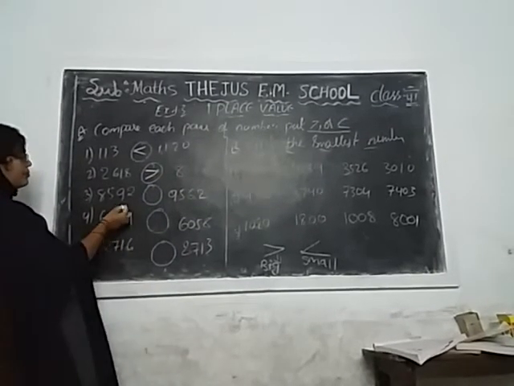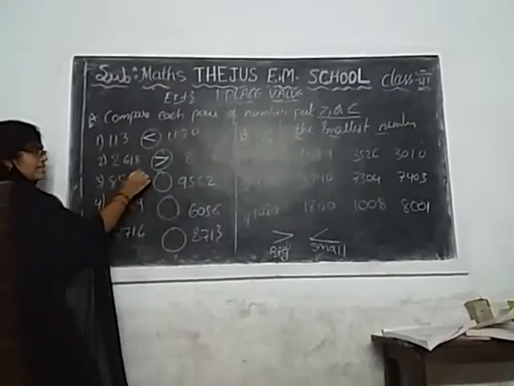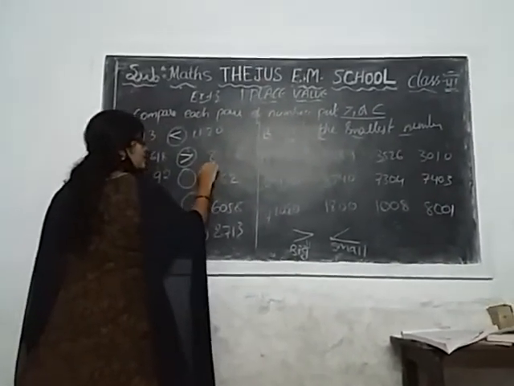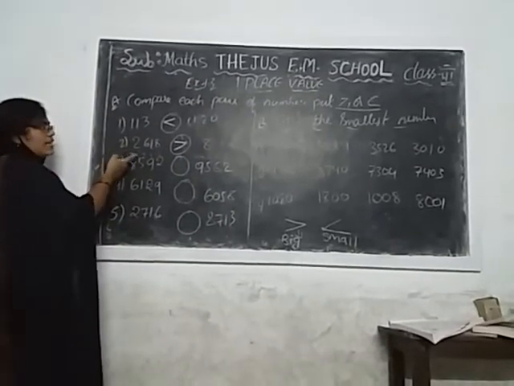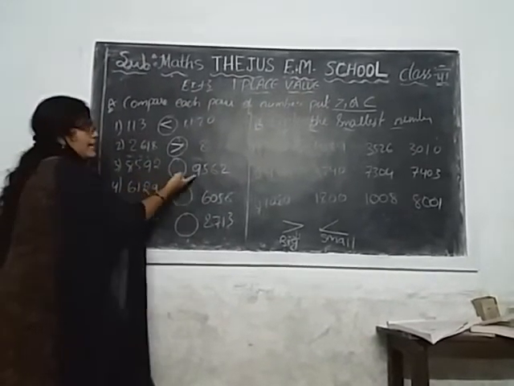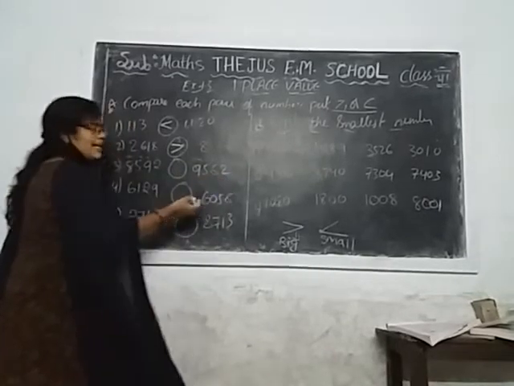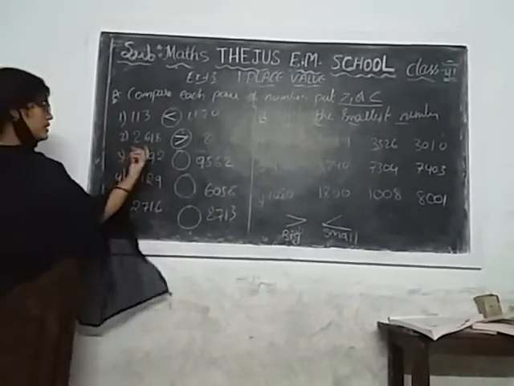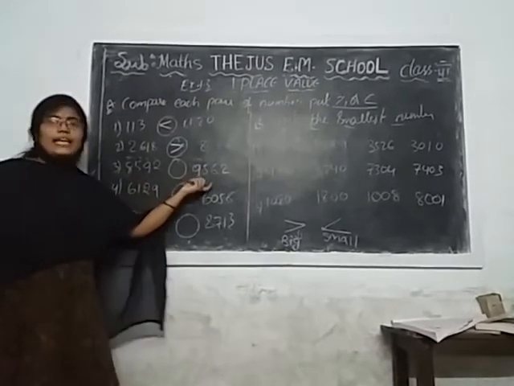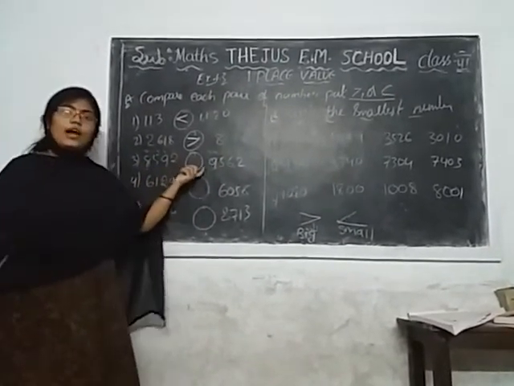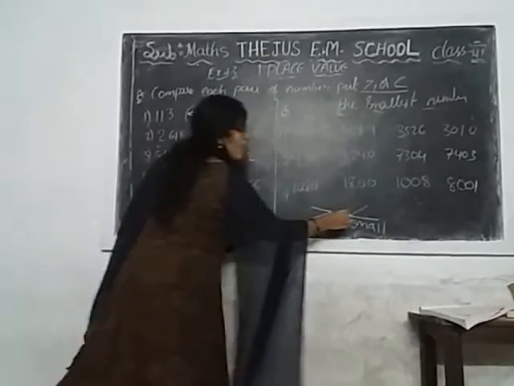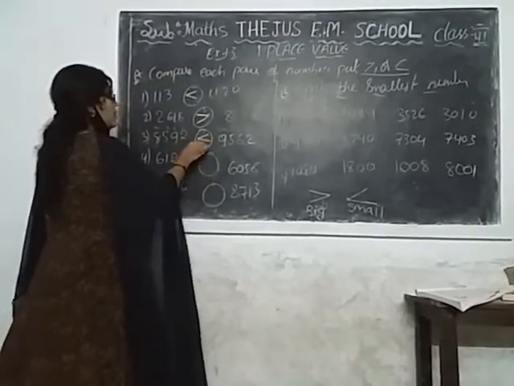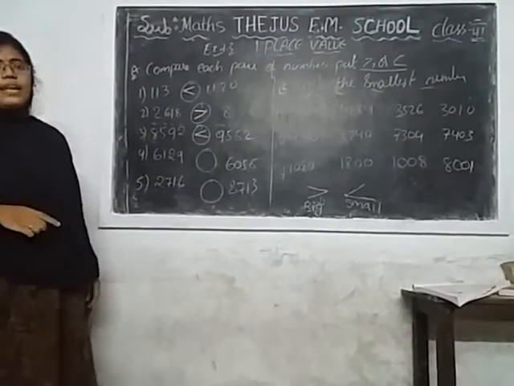Okay, next one, see. Ones, tens, hundreds, thousands. 8,592 and 9,582. So 8,000 is big or 9,000 is big? 9,000. So 8,000 is smaller than 9,000. So smaller means less than. So the point is always in the direction of the small number.